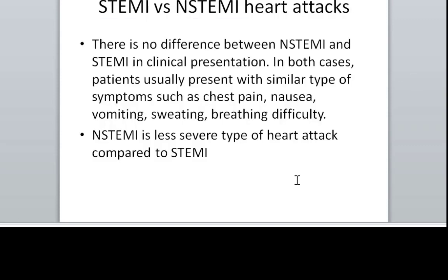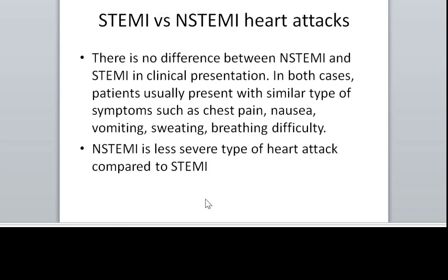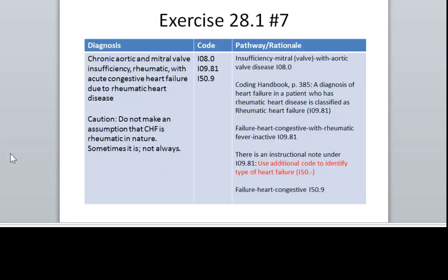But when the patient presents to the emergency room, there's no difference in how they present. They both come in with chest pain, nausea, vomiting, sweating, hard time taking a deep breath, but the NSTEMI turns out to be a less severe type of heart attack compared to the STEMI. So I just wanted to spend a few minutes on that so it's a little more clear what the code book is referring to. Let's jump in.